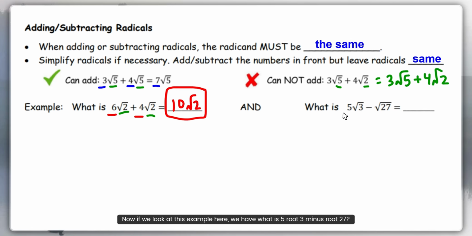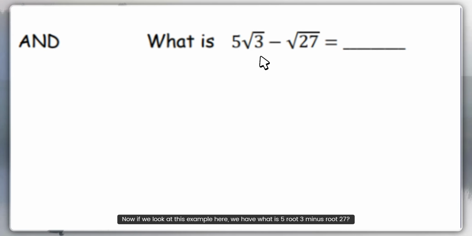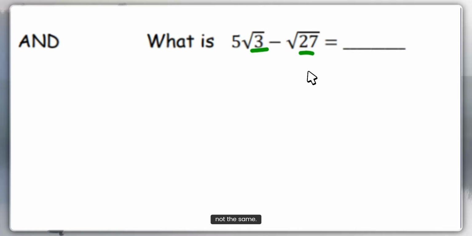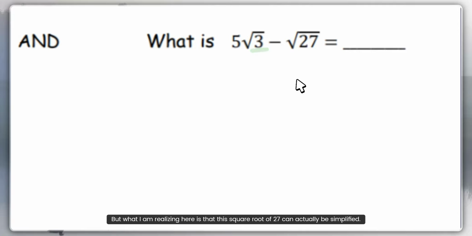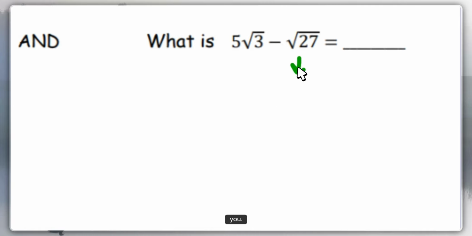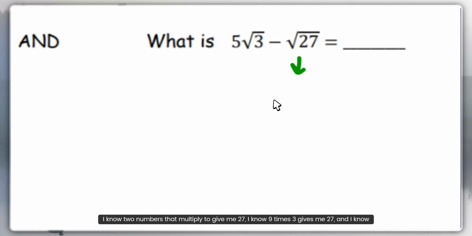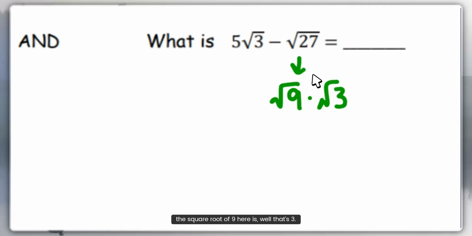Now, if we look at this example here, we have what is 5 root 3 minus root 27? Well, right now I'm seeing here that the numbers under the square root do not match. They're not the same. But what I am realizing here is that this square root of 27 can actually be simplified. Now, if I'm going to simplify this, I'm going to do it the second method that I just showed you. I know 2 numbers that multiply to give me 27. I know 9 times 3 gives me 27. And I know the square root of 9 here is, well, that's 3. So this becomes 3 root 3.